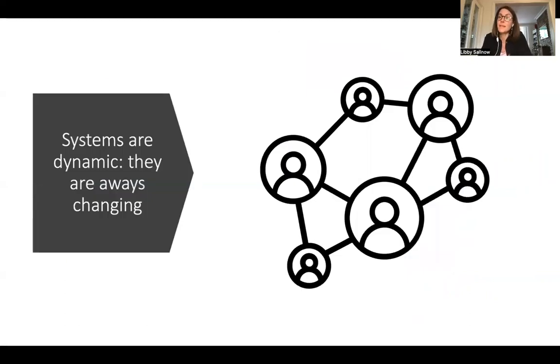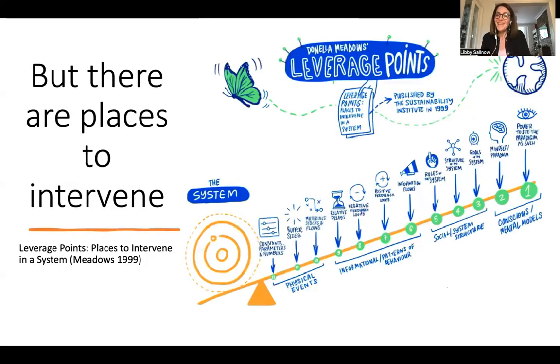The key thing here to understand when thinking about changing death, dying, grieving systems is that they are dynamic. They are always changing. And that old phrase that you can never step into the same river twice is the same with systems. They are different today than they were yesterday, because life has happened, attitudes have changed, events have happened, and all of these different events and shifts mean that they're constantly evolving and changing. And that may be for the better or for the worse, depending on your position within that system. But the key thing is, there are places to intervene. There are places to go into a system and begin changing it.